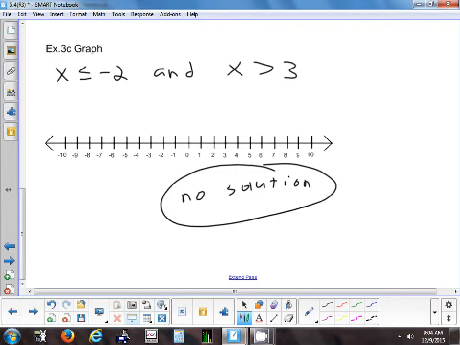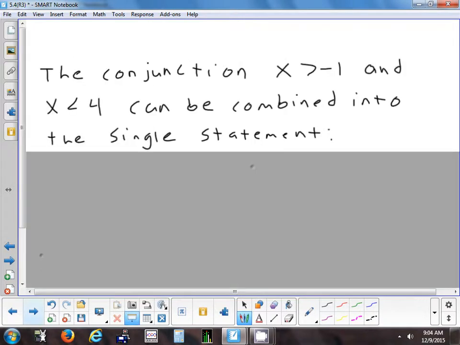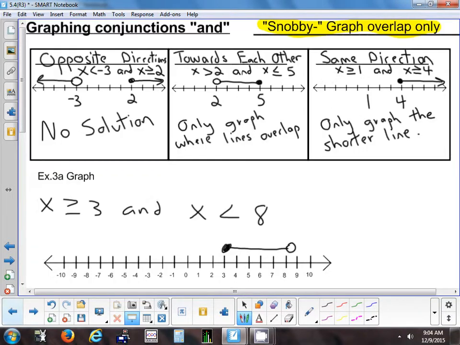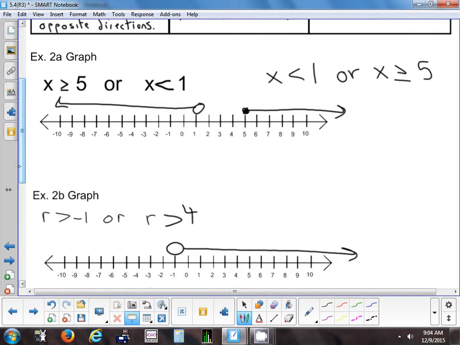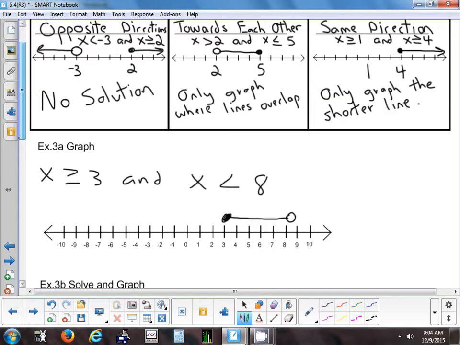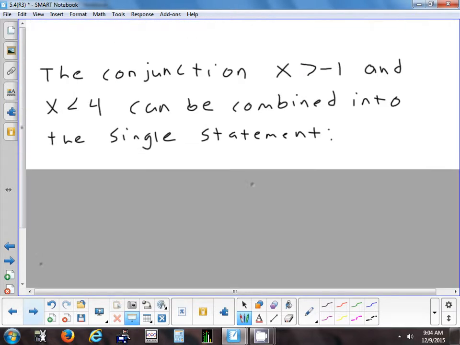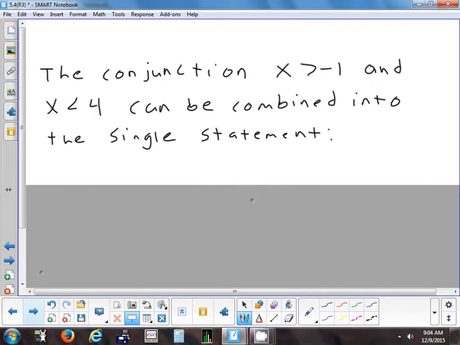All right, and last thing about conjunctions. Sometimes when we have a conjunction, we like to write it a shorter way. When we have a disjunction, this is pretty much all you can do. There is no shorter way to write a disjunction. So you've got to write it like that. But with a conjunction, there is a shorter way we can do it. And I'm going to show you how we do it.